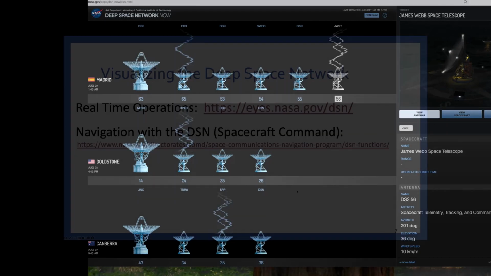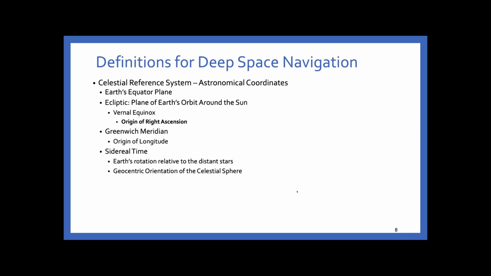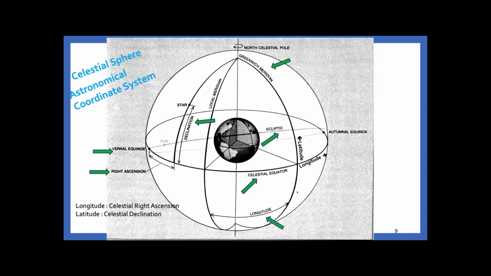DSN in action. Okay, now let's get on with things. I wanted to define the celestial reference frame, and here's a picture. I'll spend just a little bit of time on this.